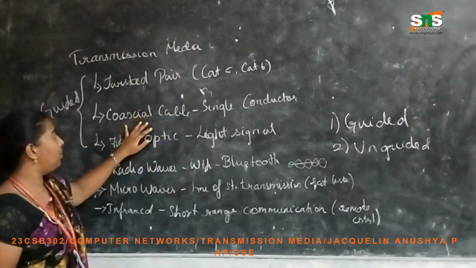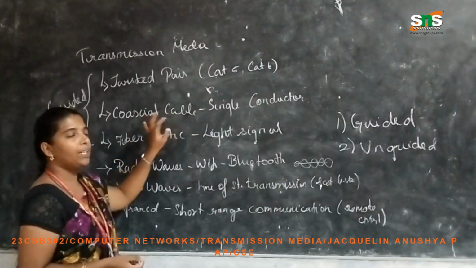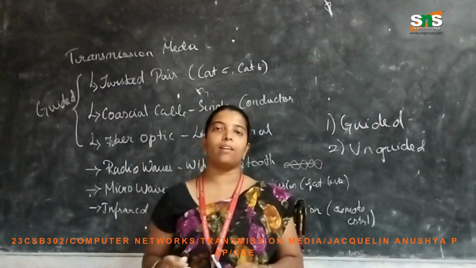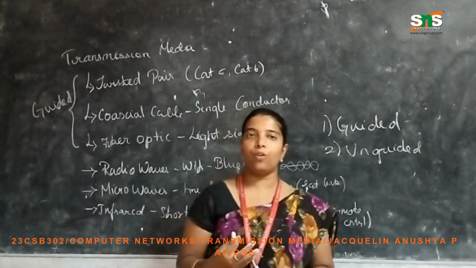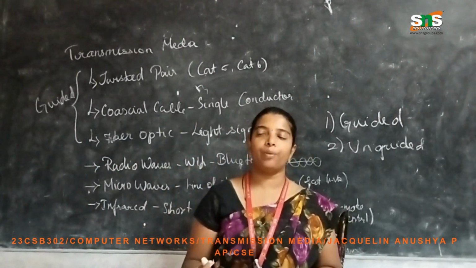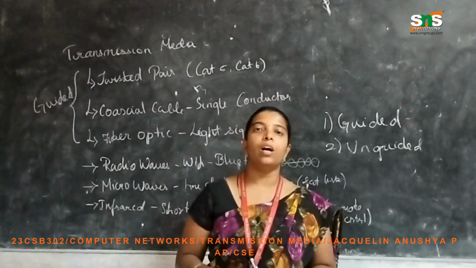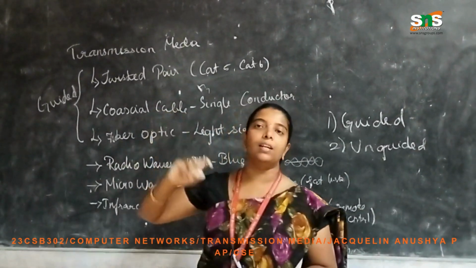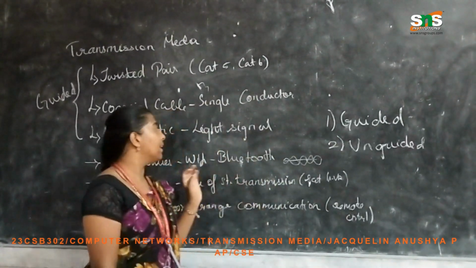Next we will come to the coaxial cable. In a coaxial cable, a single conductor is used for transmitting network media from one data communication end to another data communication end. This way, the coaxial cable is connected with a single conductor base.